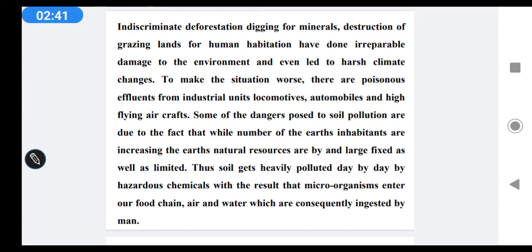Thus soil gets heavily polluted day by day by hazardous chemicals, with the result that microorganisms enter our food chain, air and water, which are consequently ingested by man. So these are the main ways our soil is polluted. What are the major things? You can see that nowadays globalization and industrialization, the automobile industry and various industries, are polluting our environment.